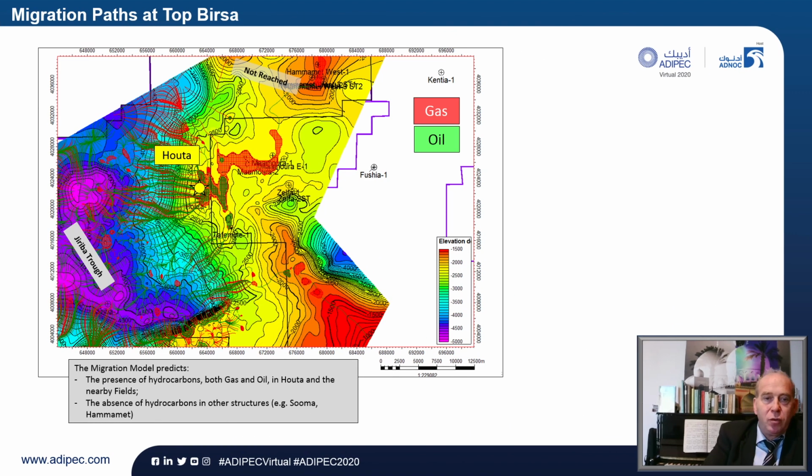Here we see in a map view of the area how the migration of the hydrocarbons occurred from the Djirba trough, through the windows in the Langian unconformity, along the sandstones, and we can see how the hydrocarbons could reach prospects and producing fields, and on the other side also how this model predicts why certain structures are dry, simply because using this mechanism hydrocarbons could not reach these areas.